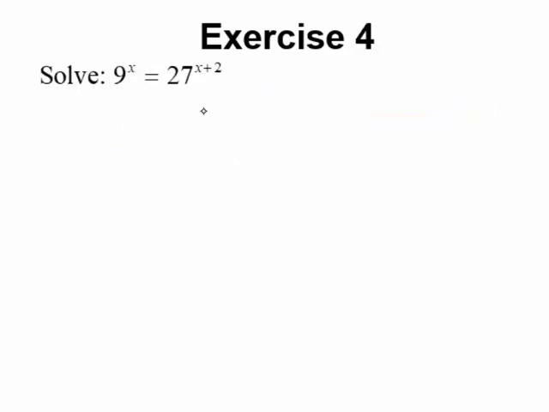This one is a little bit trickier because 27 can't be written in terms of the base 9. So what if we break down 9 as another base? We can rewrite 9 as 3 squared, which was raised to the x. And then what is 27 in terms of base 3? That's 3 cubed, which was raised to the x plus 2 as its exponent.